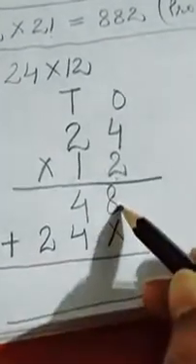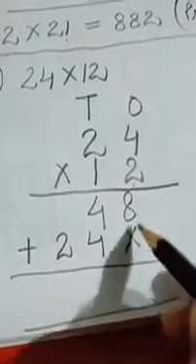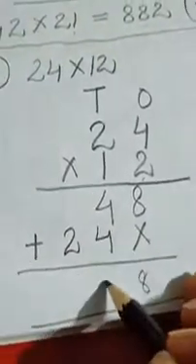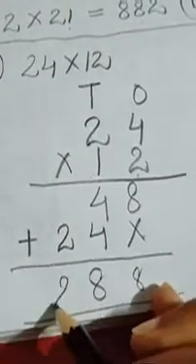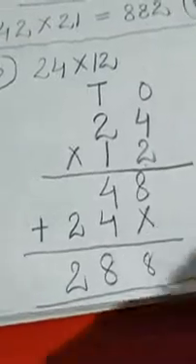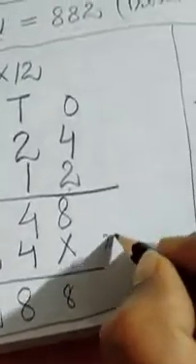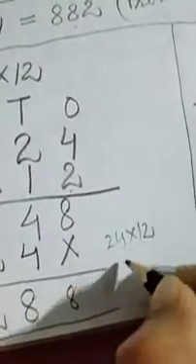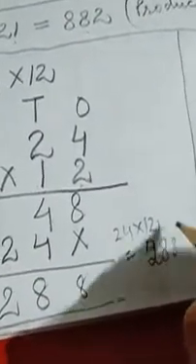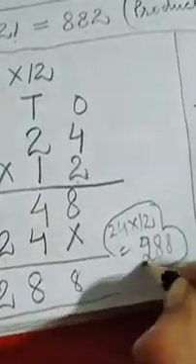Yes, 8 and cross. Cross means nothing. 8 and cross, there will be 8 only. 4 plus 4, 8. And here is 2. So the product we got is 288. Yes, means 24 multiplied by 12, the product is 288. This is the product.